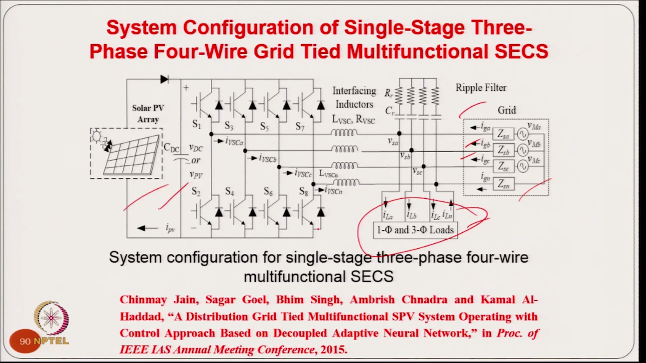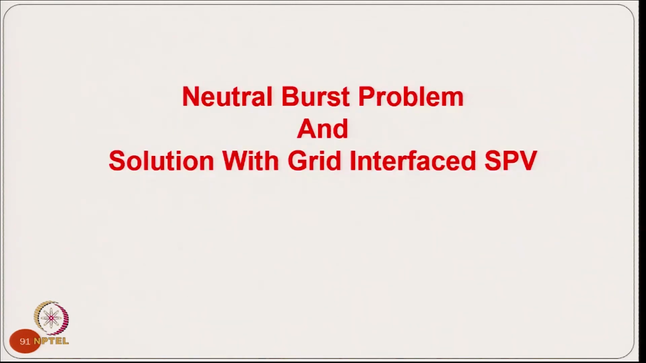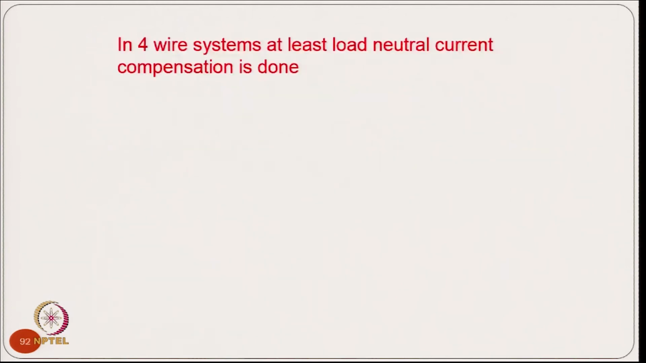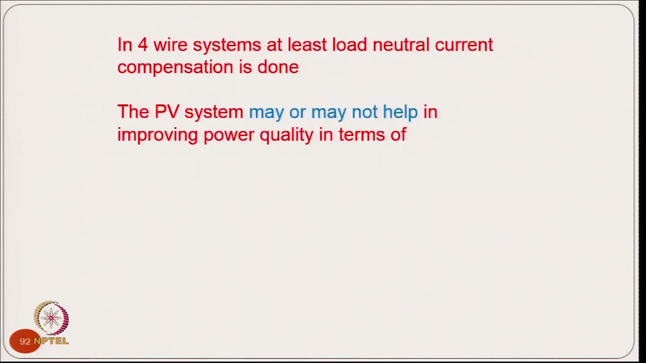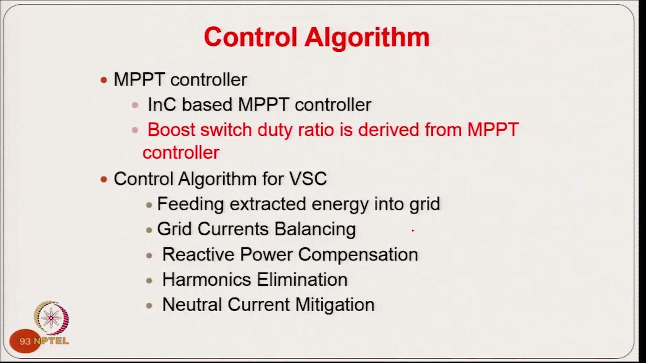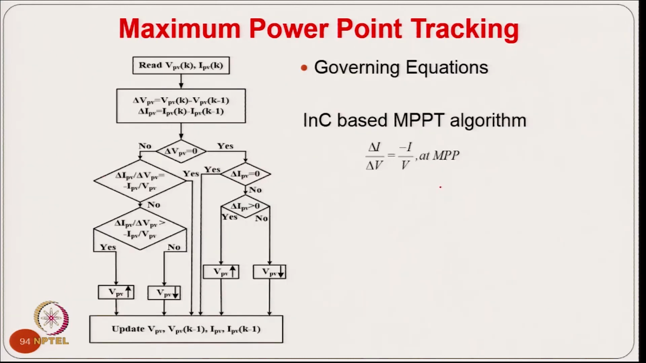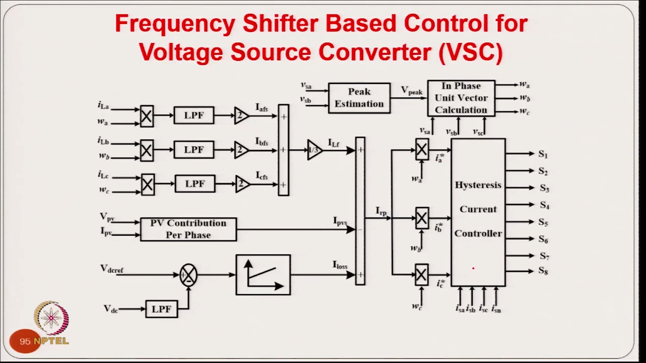So, the inverter does that with the additional leg that eliminates the neutral current, because there was a problem of neutral current bursting. The solar PV system takes care of that, and all these compensations are provided. You have an MPPT algorithm which gives a reference DC link voltage, but it is a single stage system and the control algorithm does all these functions. So, with MPPT you get the reference DC link voltage.